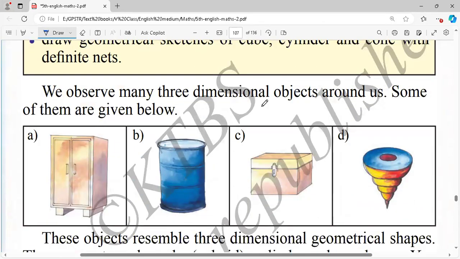We observe many three-dimensional objects around us. Some of them are given below. This is a treasury. This looks like a cuboid. This is a cuboid. This is a drum, looking like the three-dimensional figure cylinder. This is a box looking like a cube. This looks like a cone.